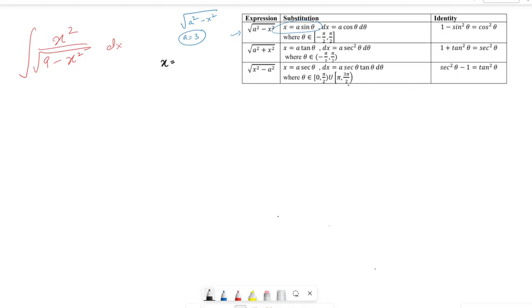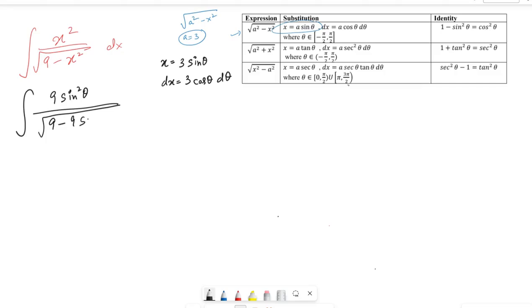So x is equal to 3 sine theta. You differentiate it, dx would be 3, the derivative of sine is cosine theta, d theta. Let's try to substitute. x is 3 sine theta, so 9 sine square theta divided by the square root of 9 minus x square, which is 9 sine square theta, and in place of dx we can write 3 cosine theta d theta.